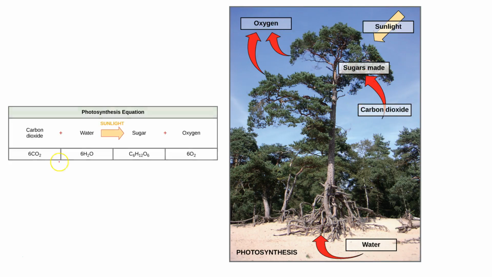Here's the equation. You take 6 molecules of carbon dioxide, add to 6 molecules of water. Here's the carbon dioxide, here's the water. You add a little bit of sunlight, that's this, and you end up with some sugar, and then 6 molecules of oxygen as a byproduct.